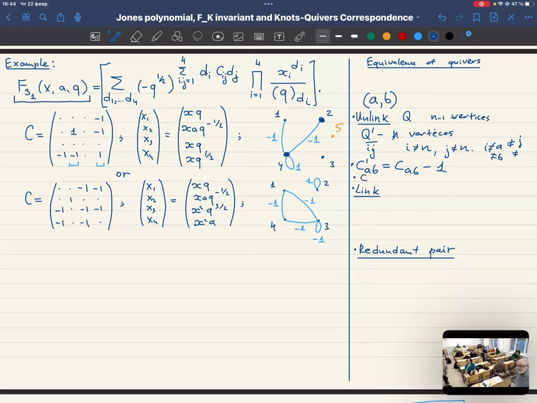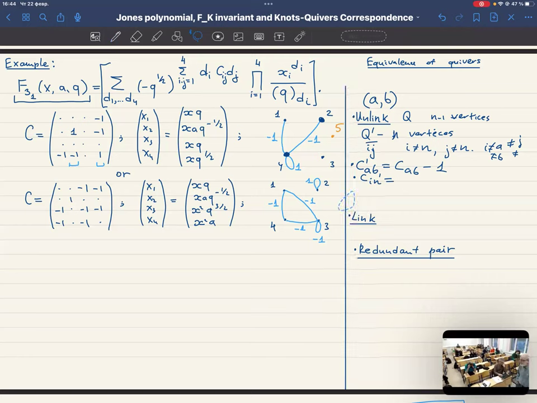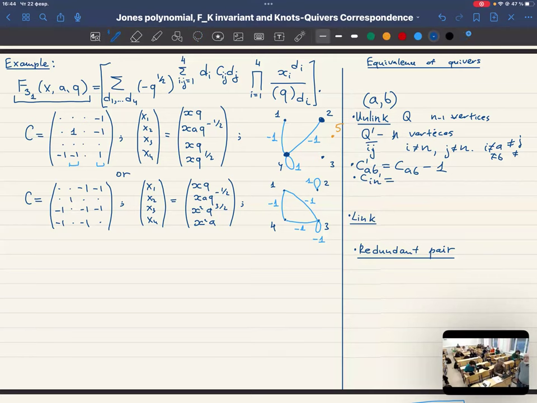Yeah, and then so it's the first rule. The second rule is that if we have i, n, then I need to check, because for unlink and link it's different. Yeah, so for i, n, it looks like this. C_{ia}.